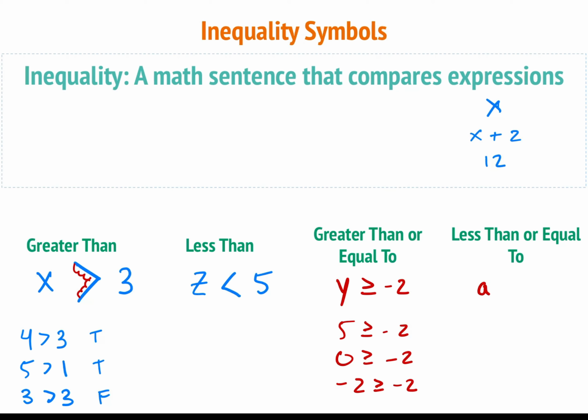And then the same thing here. I can do A is less than or equal to -5. So -10 is less than or equal to -5. That's true. -5 is less than or equal to -5. That's true also. Okay.